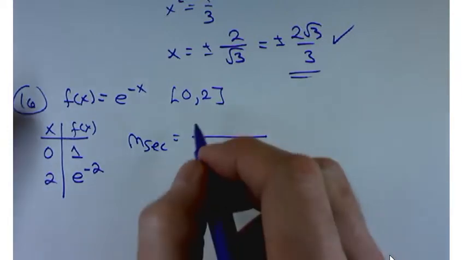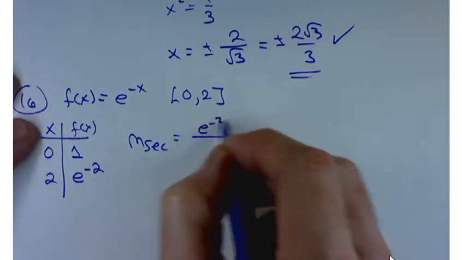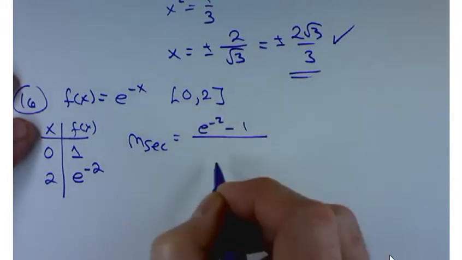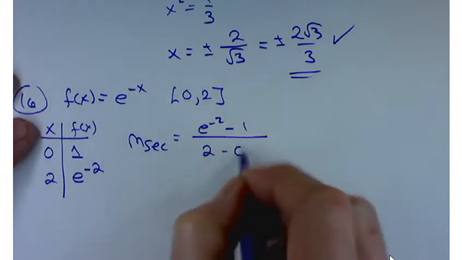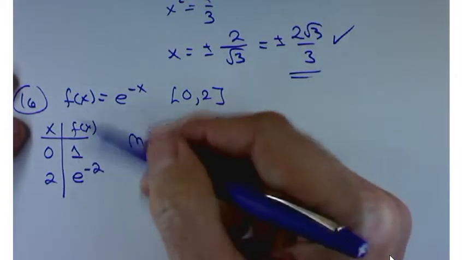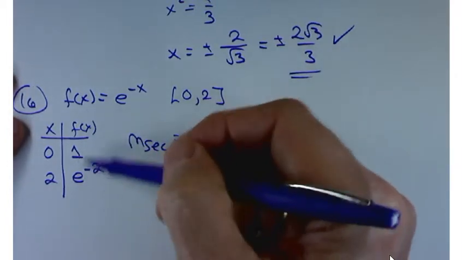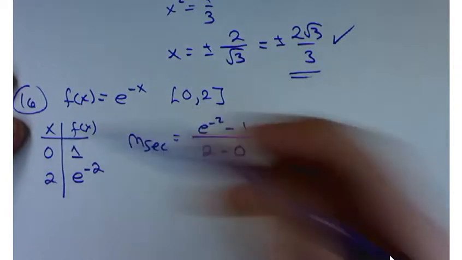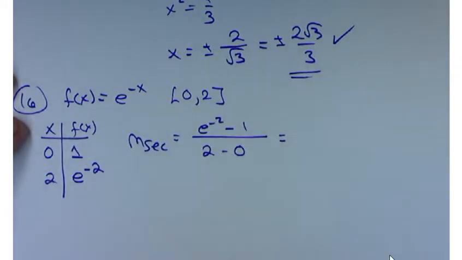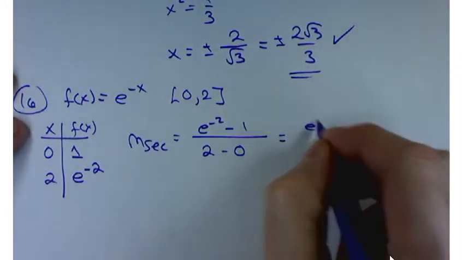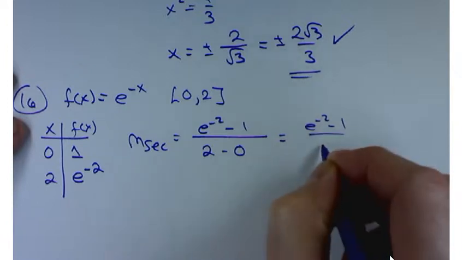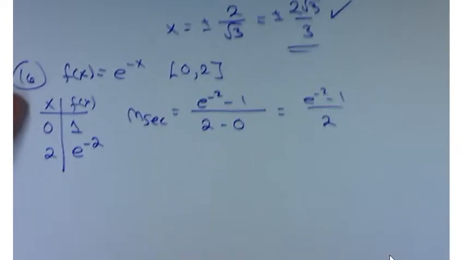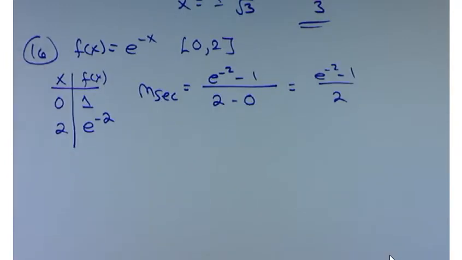All right, so in the numerator, it'd be e to the negative second minus 1 over 2 minus 0. You want to subtract things in the same order. So this one minus this one divided by this one minus this one. So I get overall e to the negative second minus 1 over 2. Not exactly a really friendly expression. That's okay. All right.